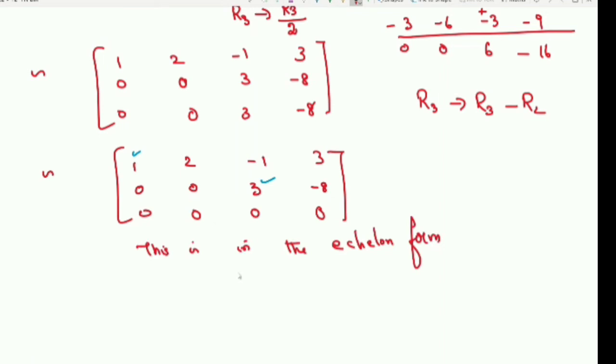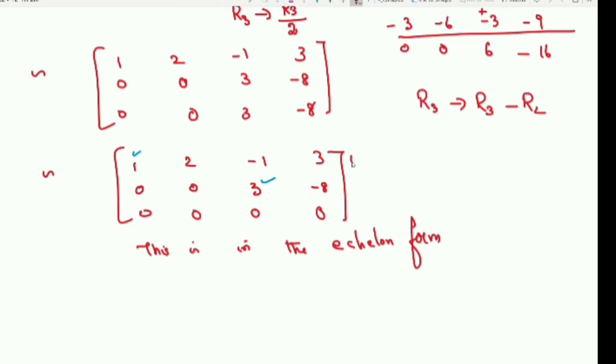Now how do you find the rank? Count the number of non-zero rows. Non-zero row means at least one non-zero element should be there. Now if you see the last row, you have all zeros. So this is called a 0 row. All zeros here. But when you take this, you have 2 zeros and you have 2 non-zeros. So this is a non-zero row.